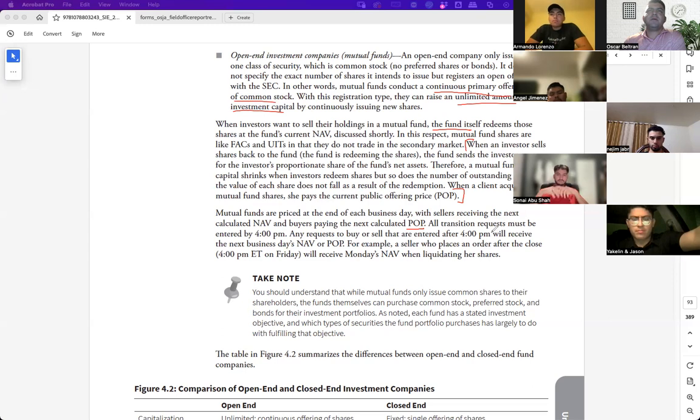Okay, all transaction requests must be entered by 4 p.m. And do you think this time here is 4 p.m. Pacific or Eastern? Eastern. The market closes at 1 p.m. our time. Yep, exactly, Eastern.